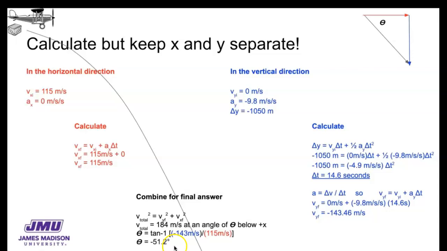So my theta comes out to negative 51.2 degrees. So the final velocity of the package, just as it's about to hit the ground, will be that it's traveling at 184 meters per second at an angle 51.2 degrees below the x-axis.